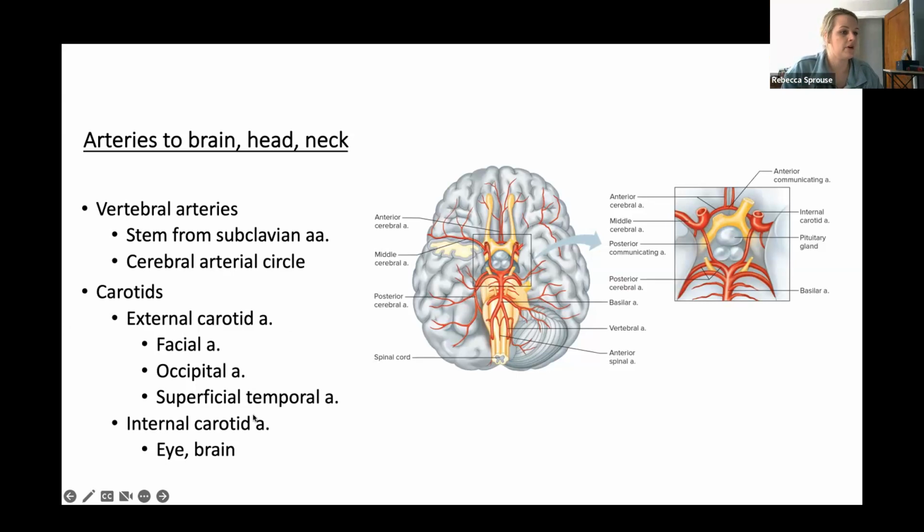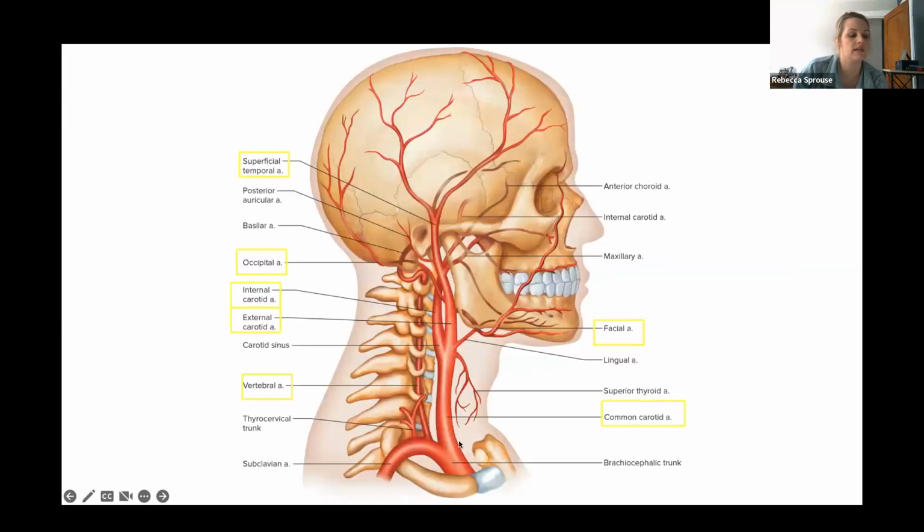Okay, we're going to talk about the carotids. They're not pictured here, but the external and internal carotid arteries branch off of the common carotids. So let's take a look at what that looks like. So here's a side view. So here's where I need you to start your central hub of your drawing for the chest, like thorax.